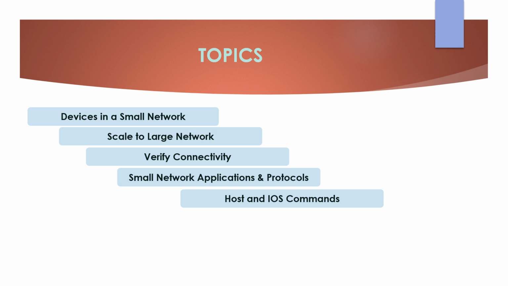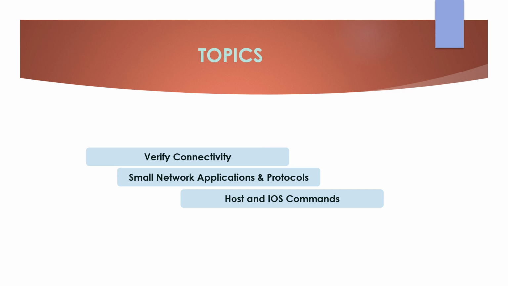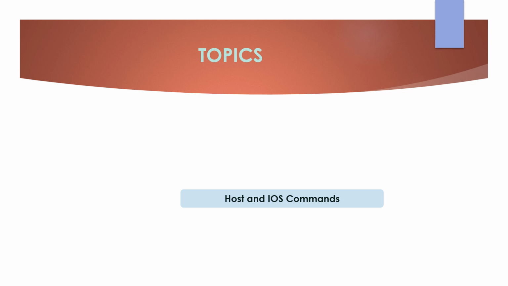Remember that in the first material we identified the devices used in a small network, we explained how a small network serves as a basic or larger network, and we even used the output of the ping and tracert commands to verify connectivity and establish relative network performance. And in the second material, we identified the protocols and applications used in a small network, and we even used host and IOS commands to acquire information about the devices in a network.